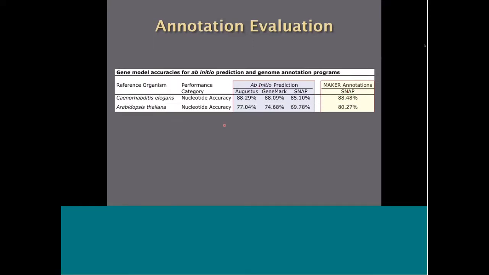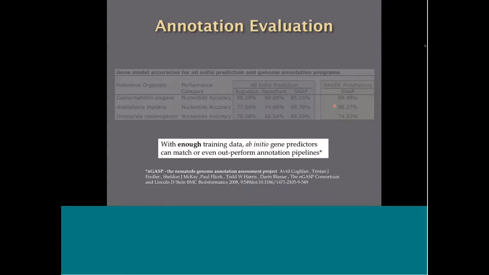And if we look at other organisms, these patterns, we see them again and again and again. The result is that there doesn't seem to be a lot of benefit to necessarily using these annotation pipelines. We see that with enough training data, ab initio gene predictors can match or even outperform annotation pipelines. So why even run a computationally intensive method like Maker? The reason is because genome projects have changed.